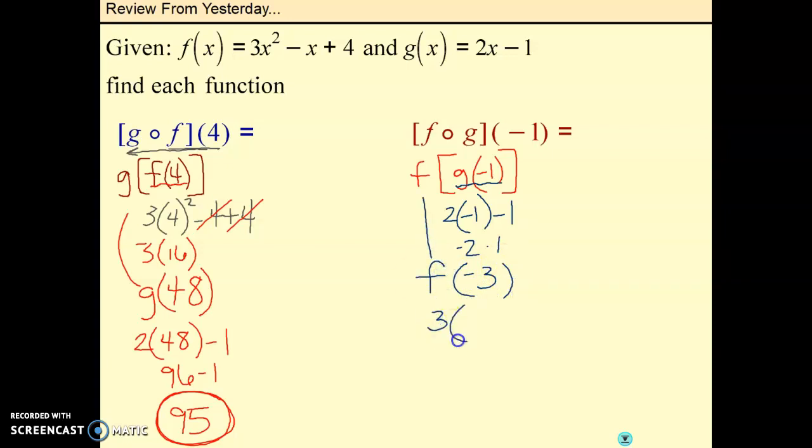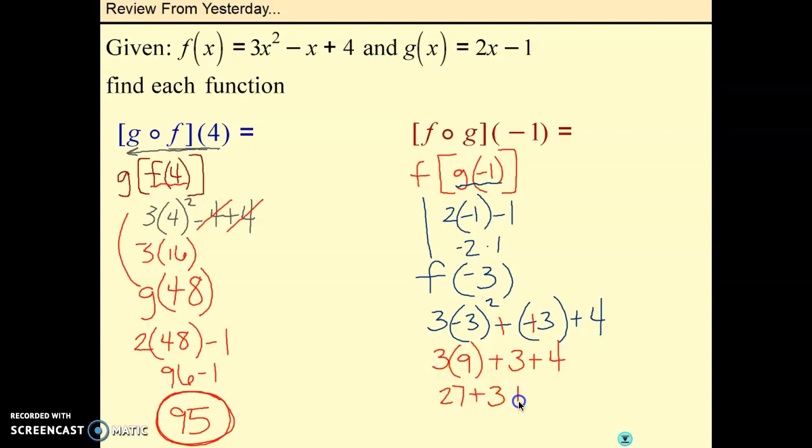So that'll become 3 times negative 3 squared minus a negative 3 plus 4. As long as we're careful with our signs and order of operations, that becomes 3 times positive 9. This minus a negative becomes plus 3 and then plus 4. So what's that? 27 plus 3 is 30 plus 4, so 34. So there's a quick recap of composition of functions that we went over yesterday.